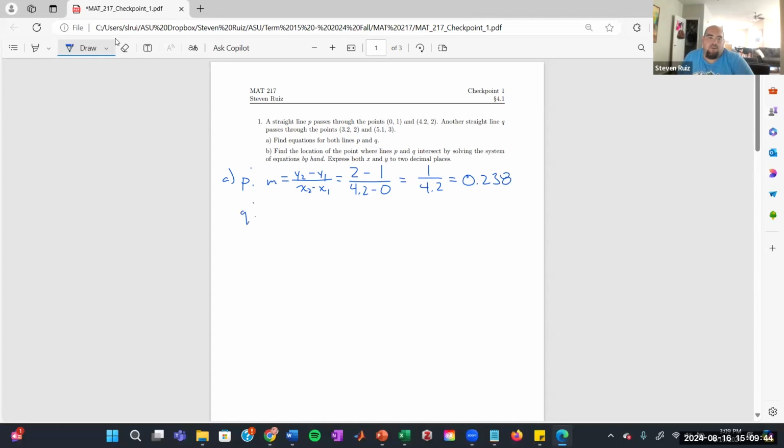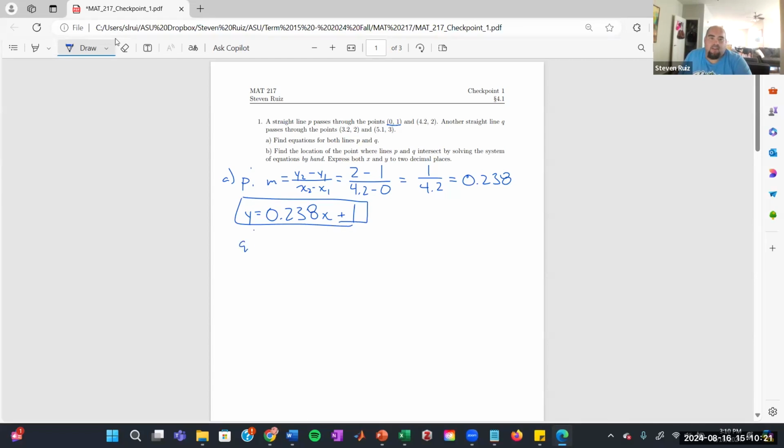And Q, actually, we're not done with P. Let me keep going. So what do we know here? We know there's going to be y equals 0.238x plus b. So typically we'd have to calculate what the y-intercept is, except I'll take a little bit of a shortcut here. We're given the y-intercept. The y-intercept happens wherever x is equal to 0. So when x is equal to 0, y is equal to 1. So in this case, I know that b is equal to 1.